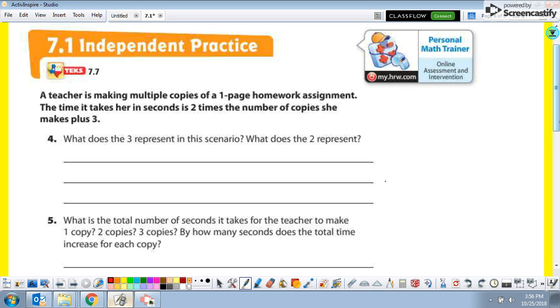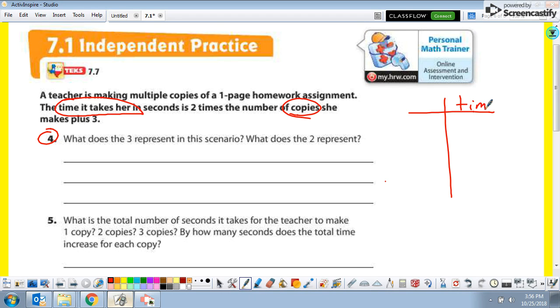So before we answer the question on number 4, what does the 3 represent in this scenario and what does the 2 represent, I want us to find out what our two quantities are that we're comparing. If you notice here, you're comparing copies to the time it takes her to make those copies. So you have to figure out which one depends upon the other. It's either copies is dependent upon time or time is dependent upon copies. And in this case, we have time.